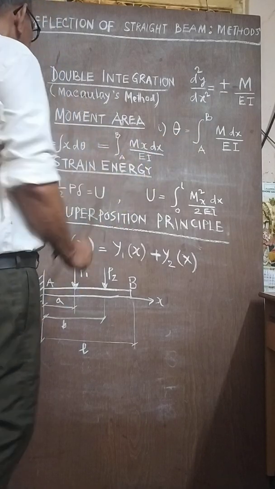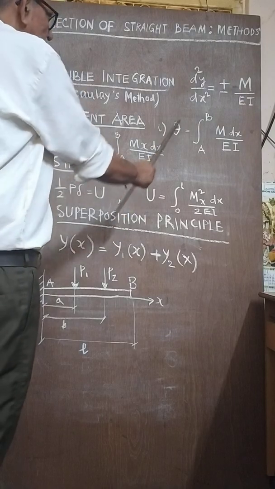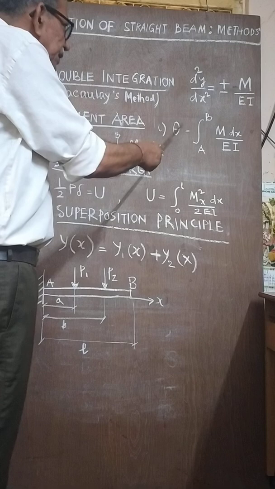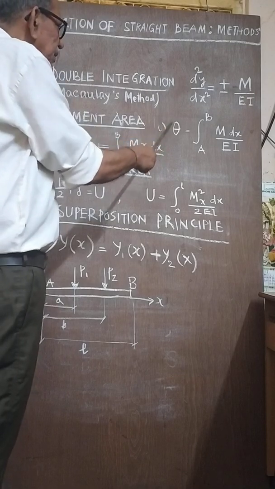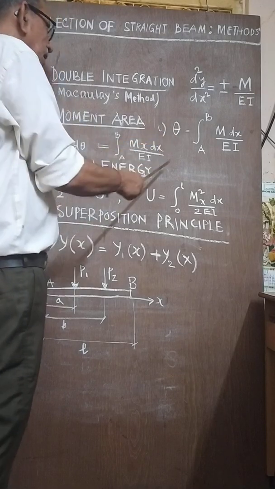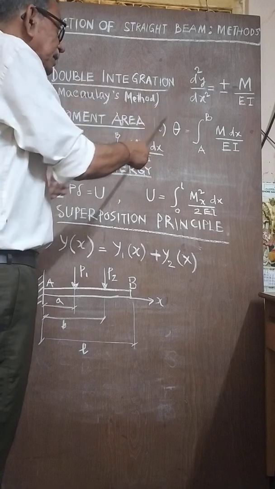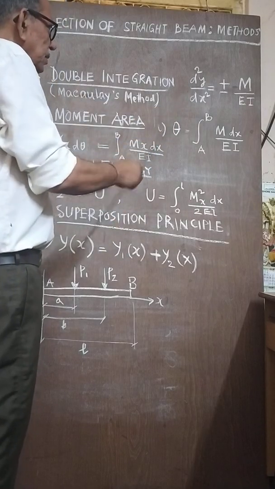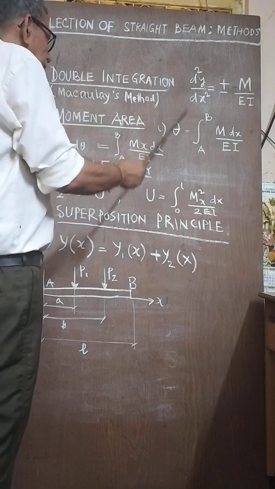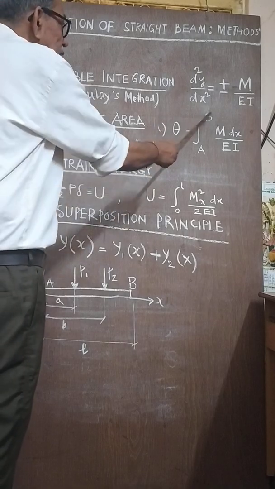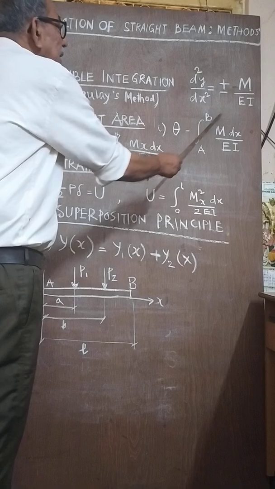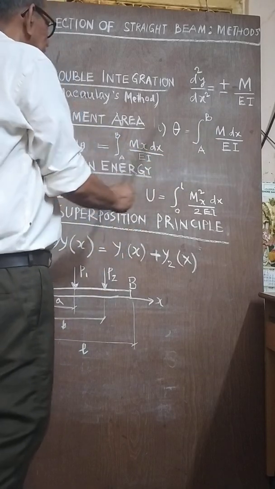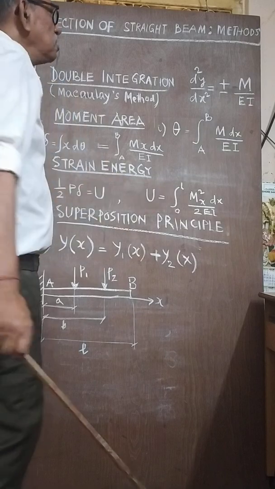The first theorem says the theta, or the slope between the two tangents, theta or dy/dx. Theta is nothing but dy/dx. Since the deflection is very small, the slope is very nominal, so we can call it dy/dx, or tan theta becomes theta. So the theta between B and A is the area of the bending moment curve divided by EI. This is the first theorem of the moment area method.